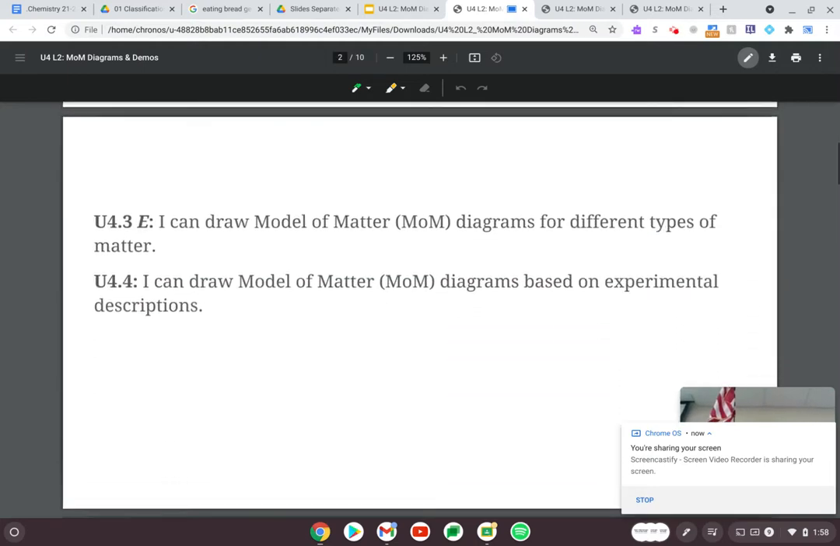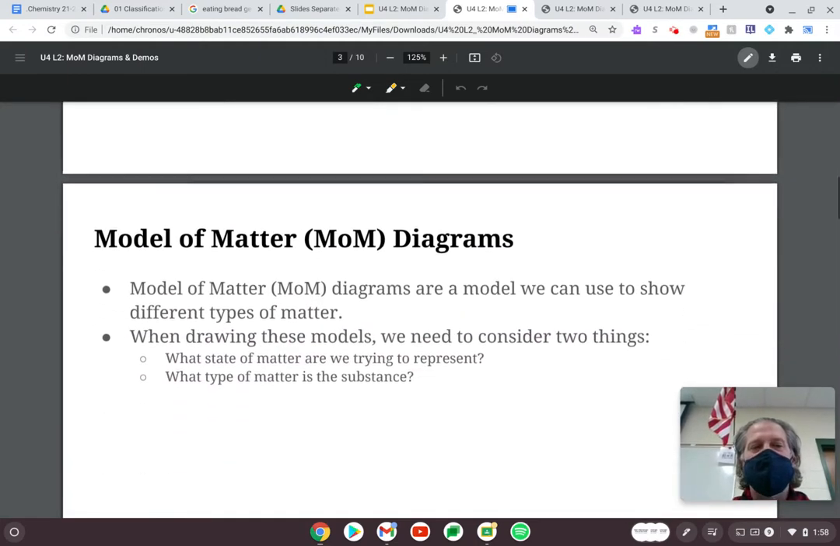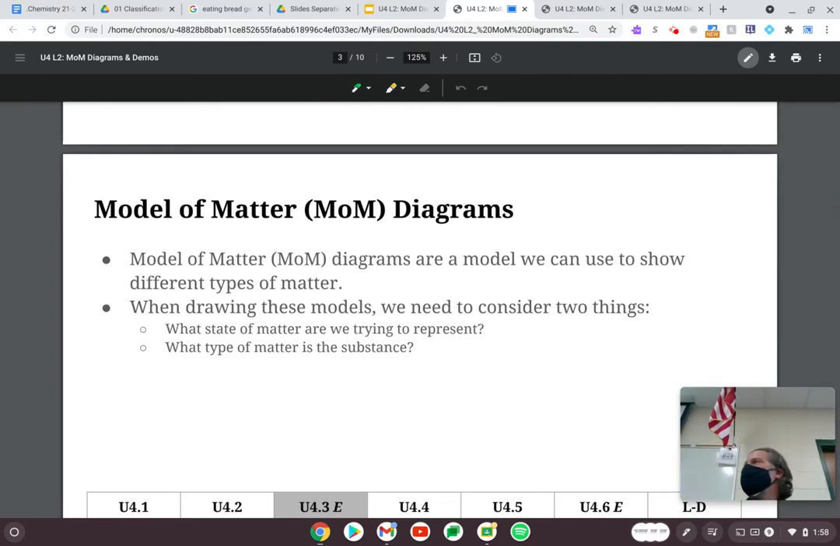Today's lesson is lesson 2 in unit 4. It is called Model of Matter Diagrams. What I like to equate this to is that when I was in high school, I found physics easier to understand than chemistry, because it was very easy for me to visualize the things that the problems or examples were talking about. Things like a ball rolling down a ramp or a car crashing into a wall.